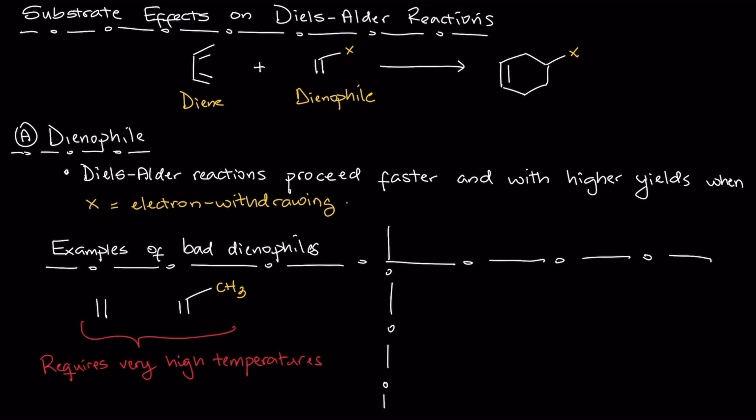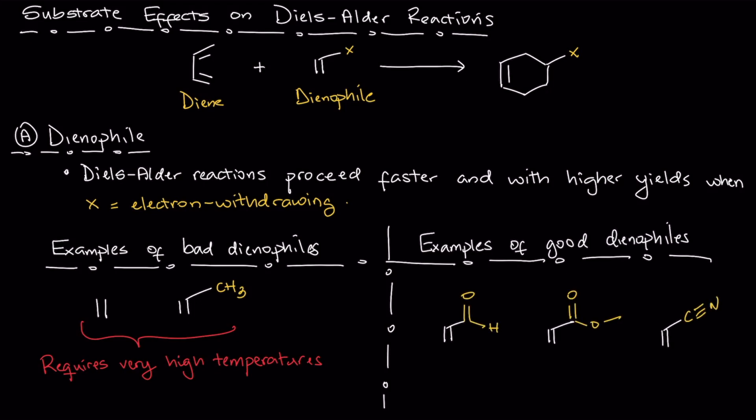And so if you try to do a Diels-Alder reaction with these dienophiles, you would have to really heat up your system. We're talking about hundreds of degrees Celsius. And so this is a really tough reaction to do if you're trying to use these bad dienophiles.